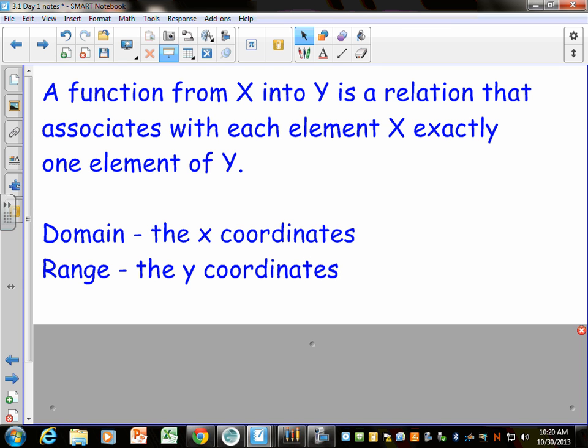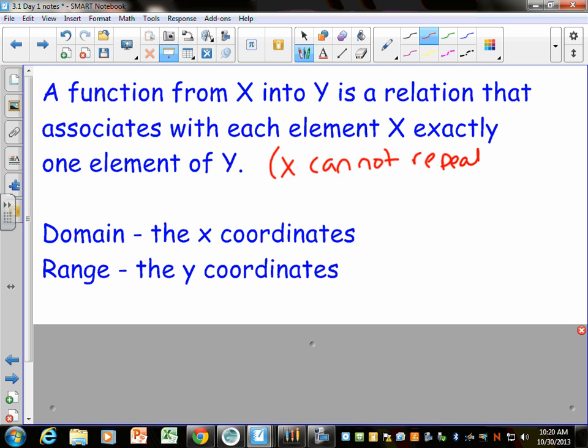Let's look at this. So a function, all right? This is how the book defines a function: a function from x into y is a relation that associates with each element x exactly one element of y. Let's say it weirdly, right? I wish they would just make it the way I say it. So every element of x goes with exactly one element of y. An easy way to think of that is that x cannot repeat itself. All the x's have to be different.